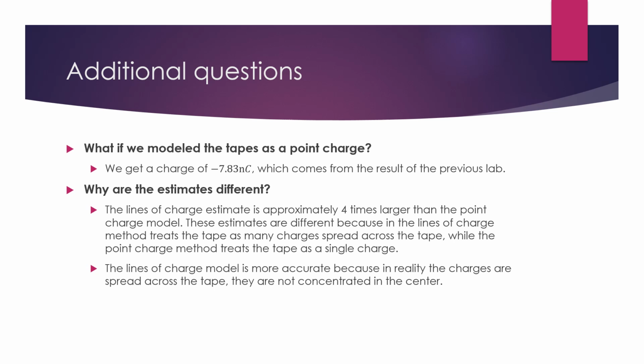The first additional question is what if we model the tapes as a point charge, in which case we get a value of -7.83 nanocoulombs from the previous lab. The second question is why are the estimates different? The estimates are different by approximately a factor of 4, which comes from the fact that the line charge method spreads the charges evenly instead of concentrating them in a single point. This new method is likely more accurate because in reality the charge is in fact spread along the tape and not concentrated in one point.